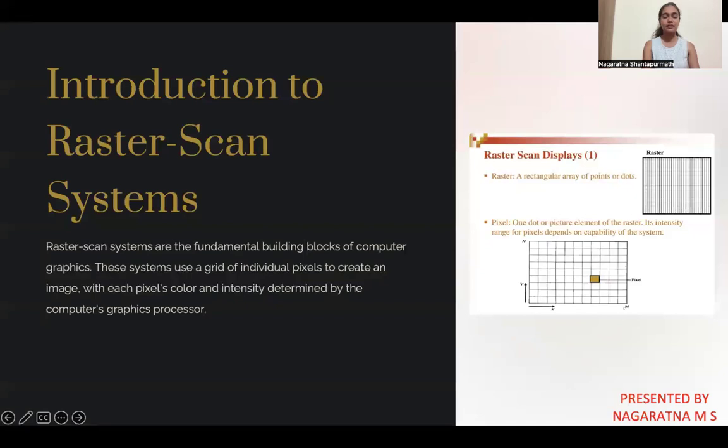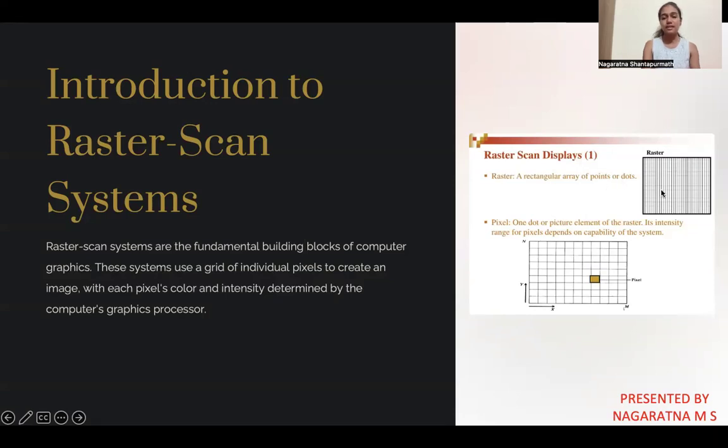Today we are going to discuss the topic of computer graphics, specifically an introduction to the raster scan system and some of the basic concepts of computer graphics. Raster scan systems are the fundamental building blocks of computer graphics, and these systems use a grid of individual pixels to create an image, with each pixel consisting of a color and an intensity determined by the computer graphics processor.